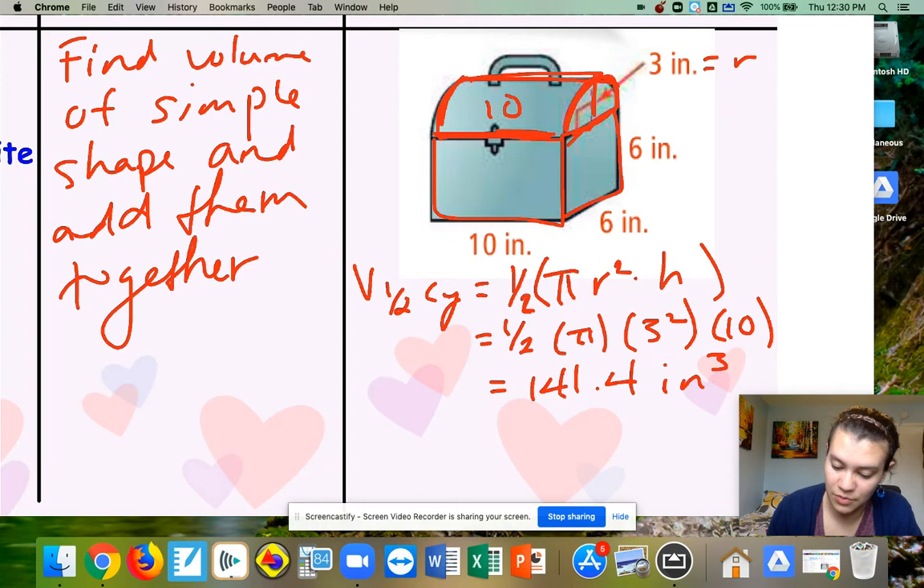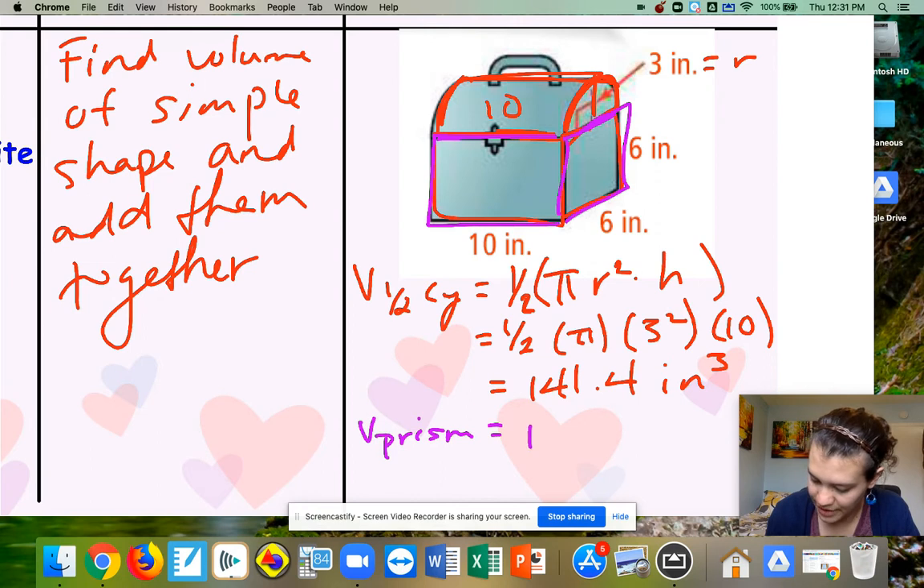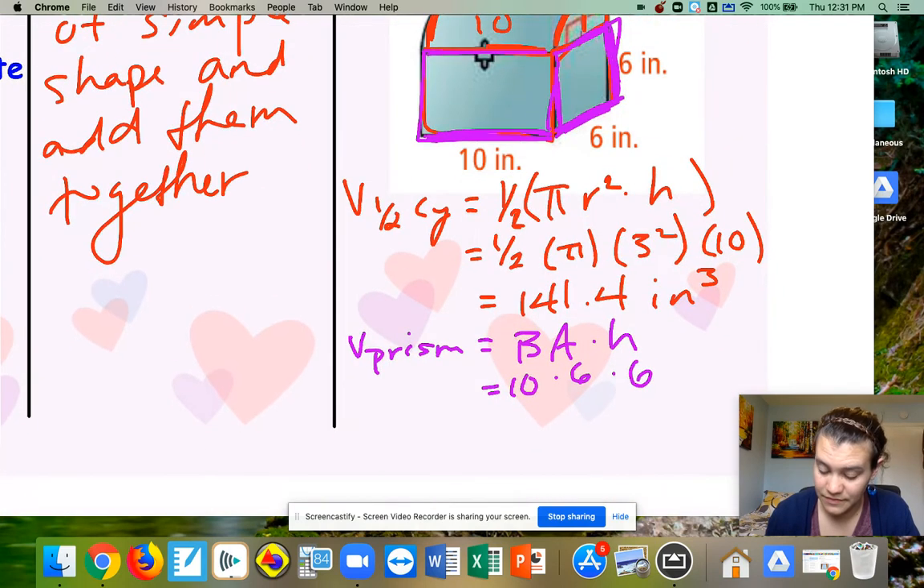And then if we switch and do the prism on the bottom, the volume of the prism is your base area times the height. For the base, you can either do the bottom or you could do the side since they're both parallel, it doesn't really matter. So if you say the bottom here, you have 10 times 6 for your base area. And then the height is right here, which is also 6. So you'll get a total volume of 360 inches cubed.